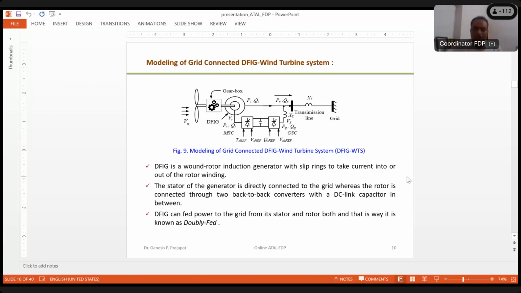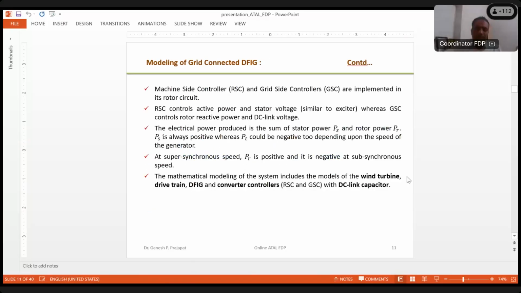So now coming to the various controls, as I already said, the machine side control and grid side controllers are implemented in its rotor circuit. So actually both the converters do nothing. They simply make the change in the rotor voltage, and accordingly we can get the desired control out of that. The rotor side converter controls active power and stator voltage, similar to the exciter in synchronous generators, whereas the grid side converter controls the rotor reactive power and DC link voltage.